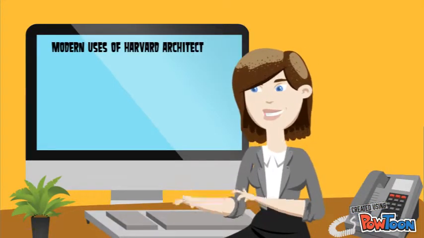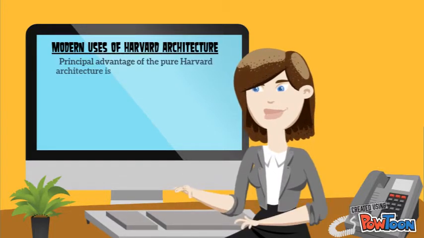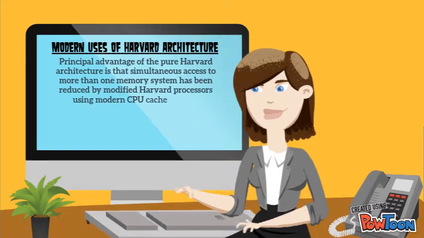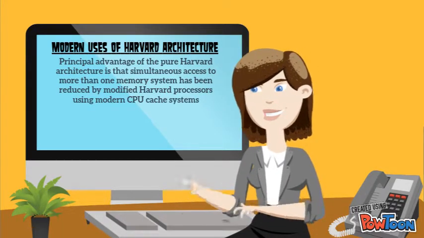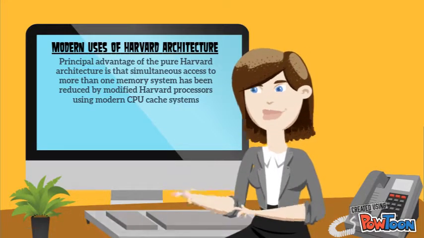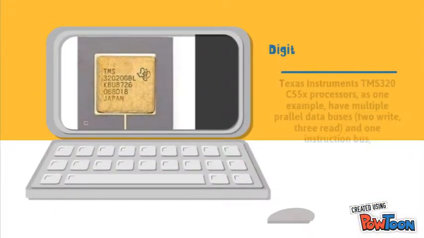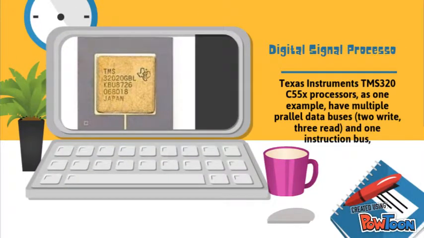As for modern users of Harvard architecture, the principal advantage of the pure Harvard architecture, simultaneous access to more than one memory system, has been reduced by modified Harvard processors using modern CPU cache systems. Shown here is one example that has multiple parallel data buses.